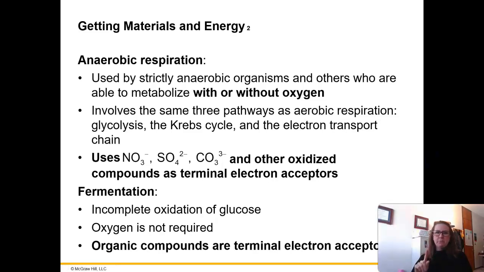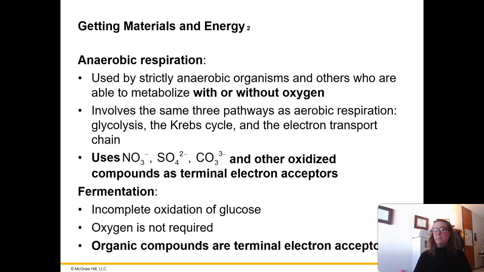Okay, anaerobic respiration, anaerobes. And when you put AN on a word, it negates it. So instead of it being high oxygen, we're thinking low oxygen. So these are going to be with or without oxygen. And essentially, we're still going to go through glycolysis, Krebs cycle, and the electron transport chain. But instead of using oxygen, we're going to use other oxygen-containing compounds as the final terminal electron acceptor. So you see 3 there, and I also have a table with it as well. So we will come back to the names for these chemicals in just a bit.